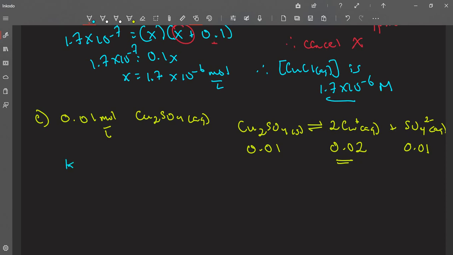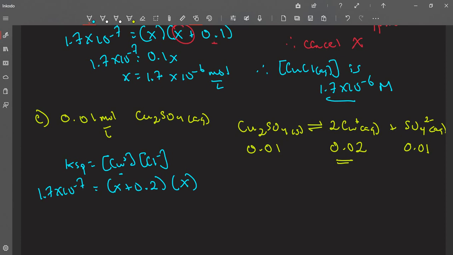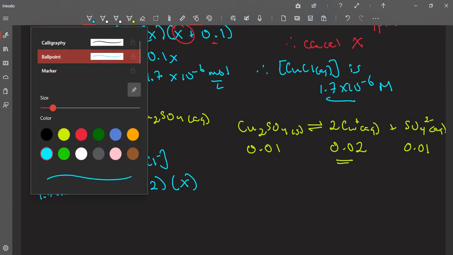We know that our KSP expression itself doesn't change, it stays the same, right? Copper and chloride. But because copper here has an added value, it's no longer just X, we have to add that 0.2. Not 0.1 because it's a different mole ratio, but 0.2. Chloride stays the same at X. And we know that KSP given to us is this. So also that same assumption applies.